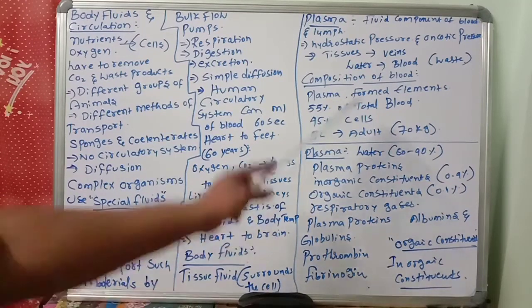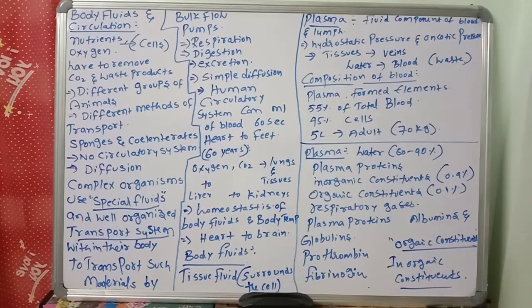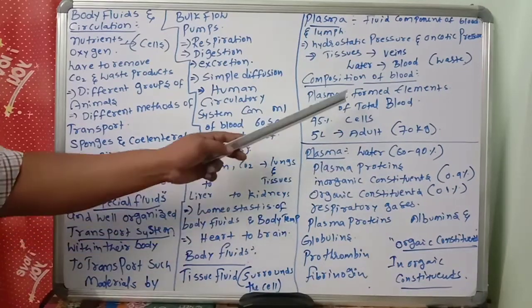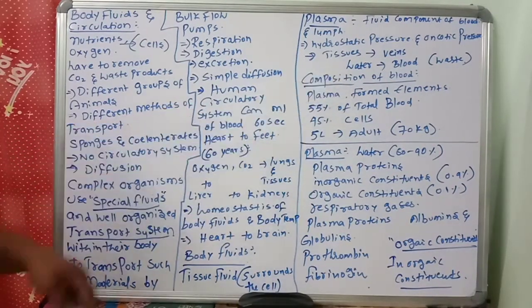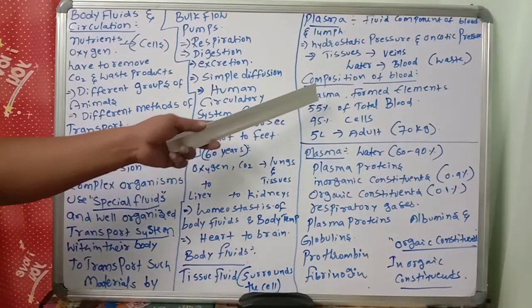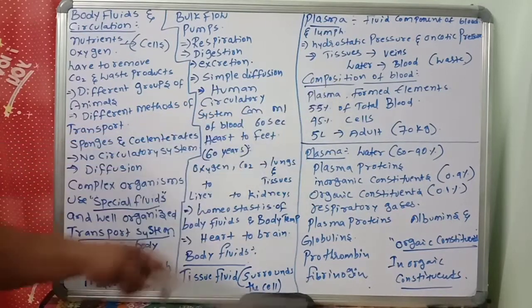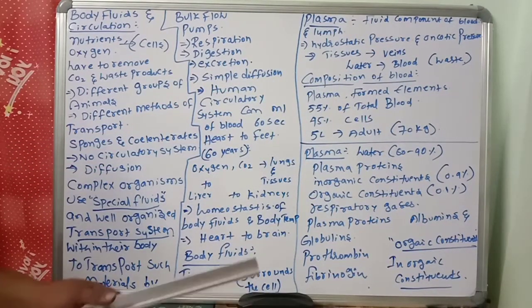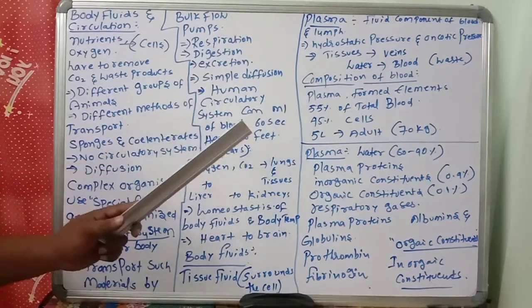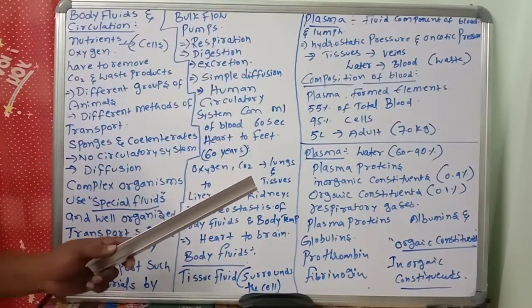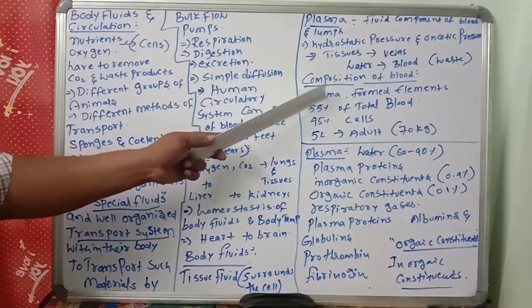Blood is a fluid connective tissue. What is blood? Blood is a fluid connective tissue. The blood consists of different components, and it transports substances from one part of the body to another part of the body. You know very well, blood is a fluid connective tissue consisting of plasma, the fluid matrix, and formed elements.